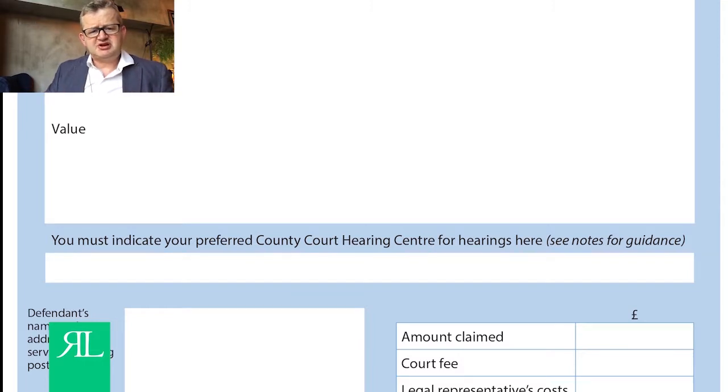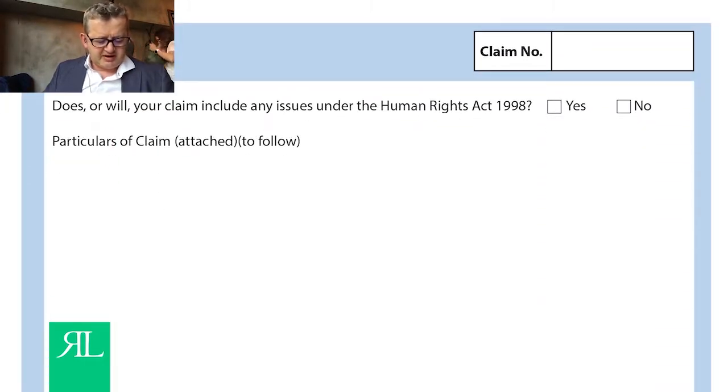So that basically deals with page 1 of the claim form. Let me just check my notes to make sure that I've not missed anything. On the following page, don't worry too much about the Human Rights Act. I've never had a claim where I've had to tick that box, yes.